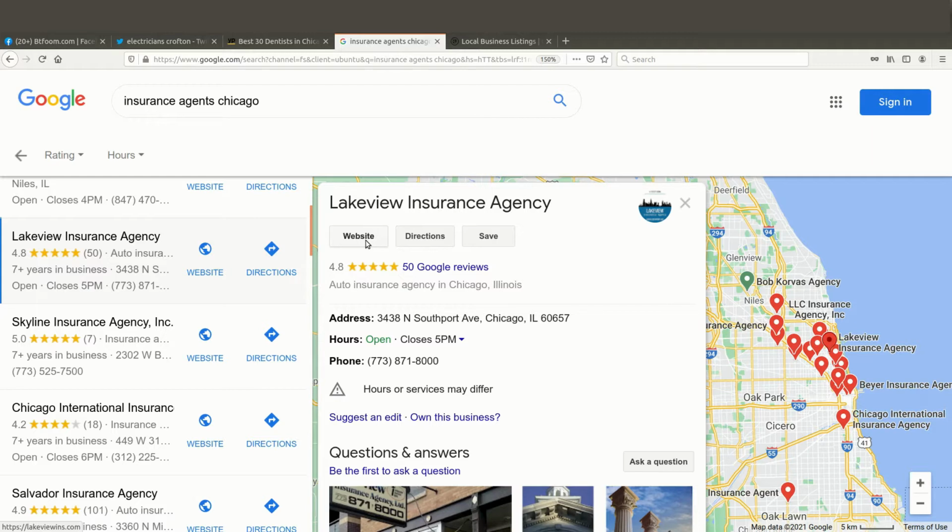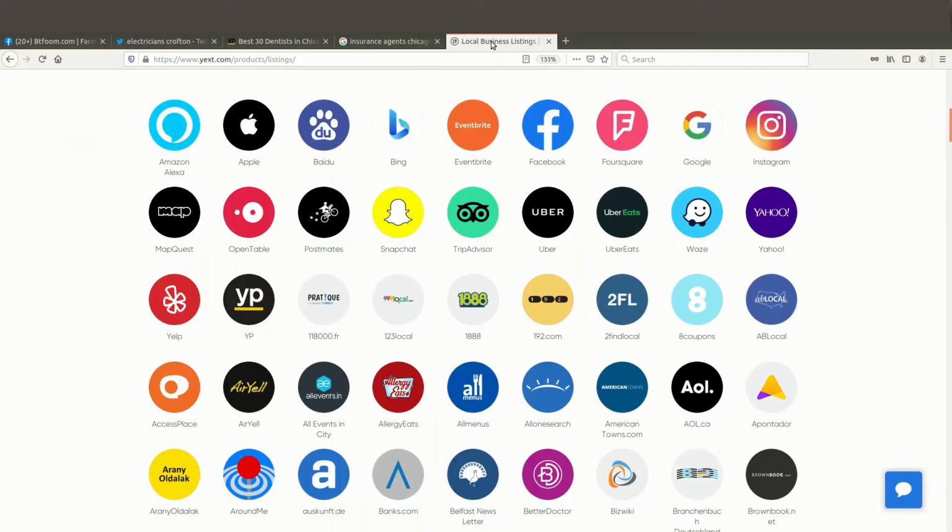So inside of that citation or NAP, right, and there can be lots of them. If we take a look, there could be just tons of them out there that have business listings out there where they keep your name, address, phone number.